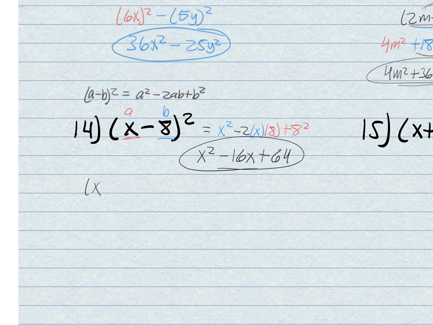So to FOIL this, you can do x minus 8 times x minus 8. Write it twice. All right, and then we can do x times x. First times first is x squared. X times negative 8, this one is outer times outer, so negative 8x. Inner times inner, negative 8 times x is negative 8x again. And then negative 8 times negative 8 is positive 64.